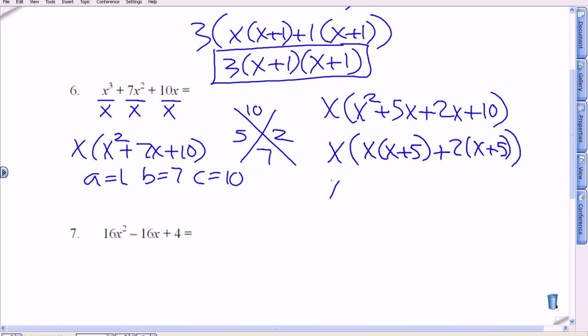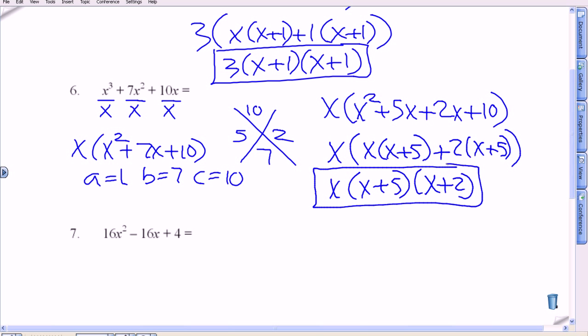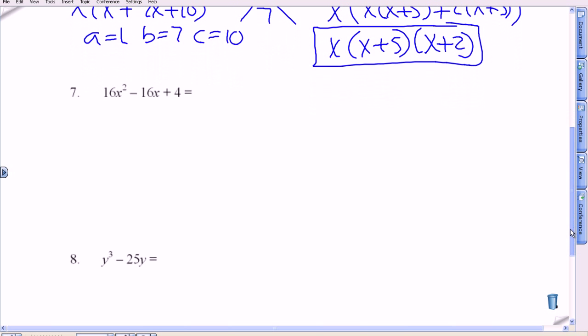And I'll factor an x plus 5 out of both terms. I'll be left with an x plus 2. There's the answer to number 6. Number 7, if you wish, pause a moment and give it a try.